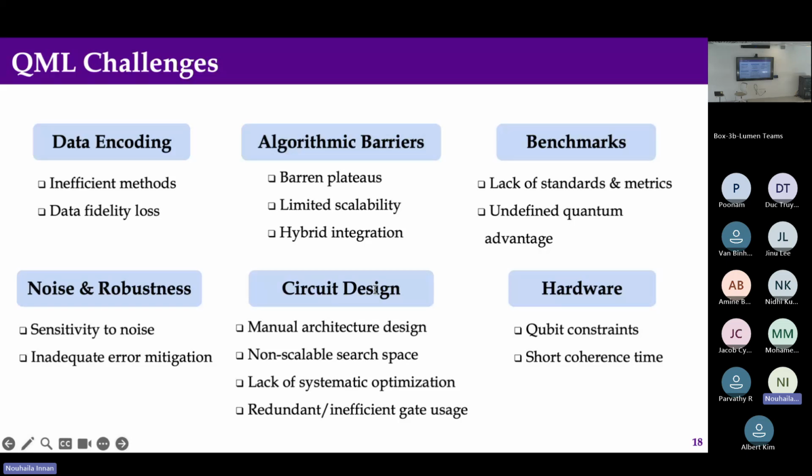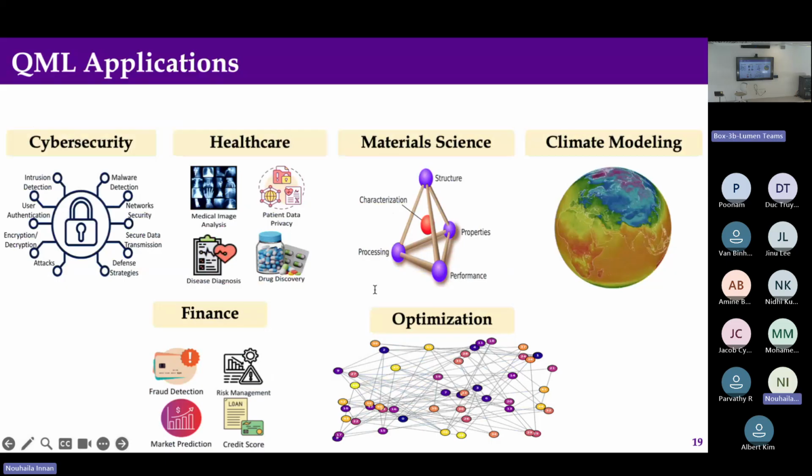But still, like with all these challenges, we are still exploring different applications. For example, in cybersecurity, we do intrusion detection, malware detection, and user authentication. For healthcare, it can be used for medical image analysis. There are different techniques for image coding, and also for detection, like tumor detection and abnormalities in radiology scans or CT scans. And it can also be used for disease diagnosis.